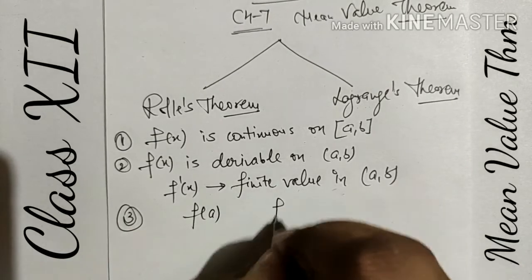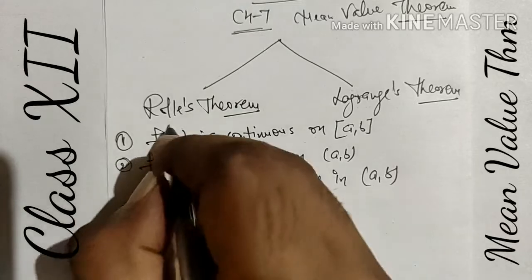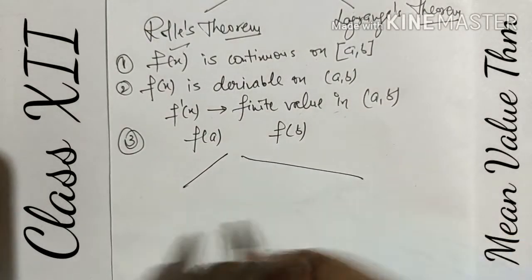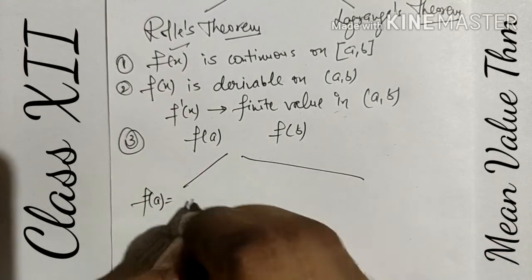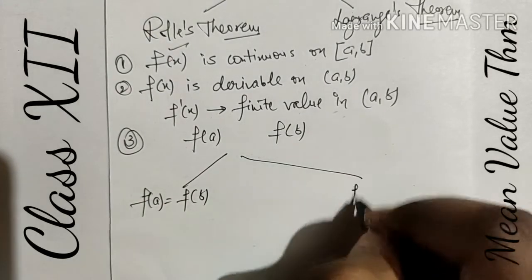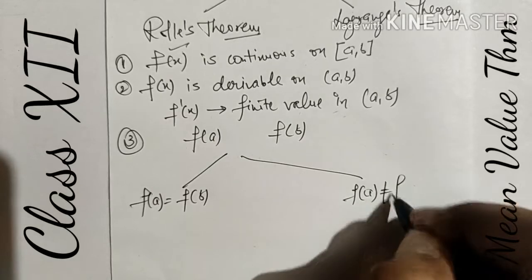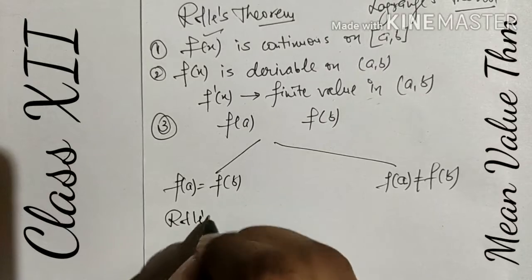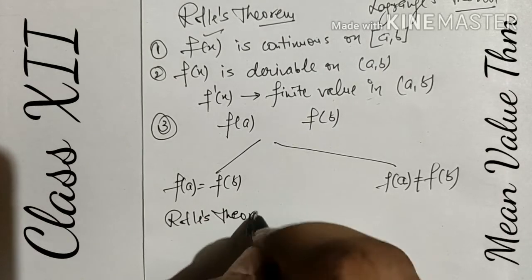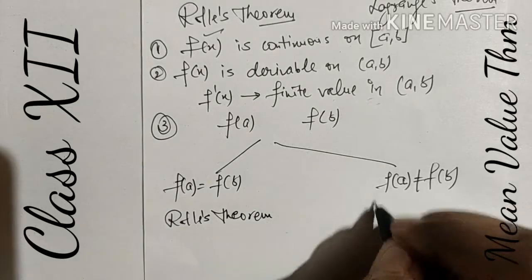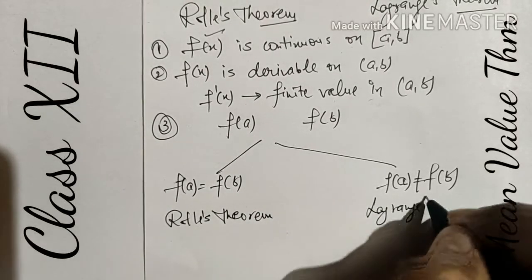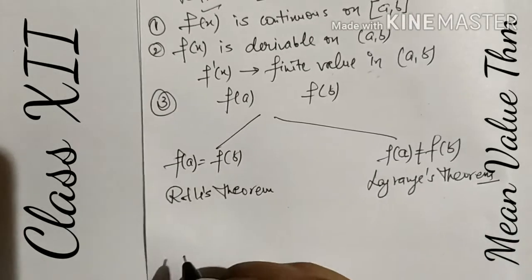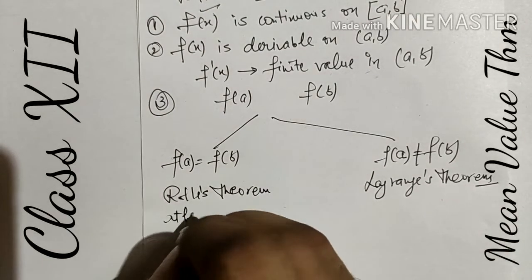Third condition: we have to put the endpoints in the original function. There are two possibilities. After putting, they may be equal or they may not be equal. If these two values are equal, then Rolle's theorem is applicable. Otherwise, when they are not equal, Lagrange's theorem is applicable. By the third step, we can identify the theorem.